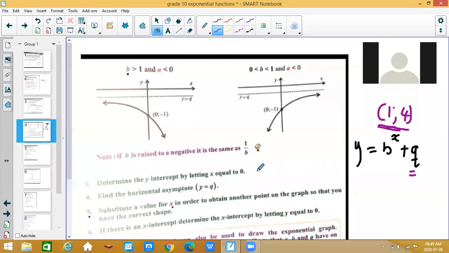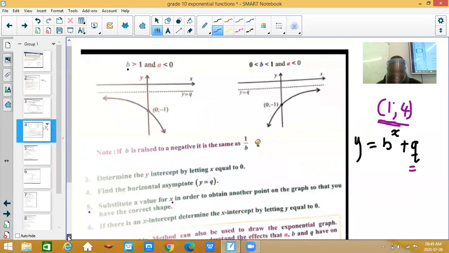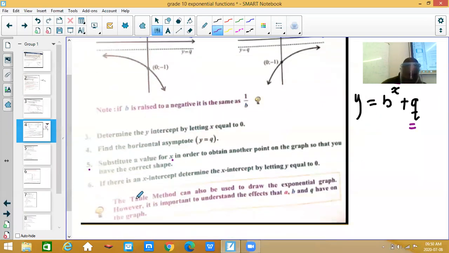Yes, sir. Okay. If there is an x-intercept, determine the x-intercept by letting y equal to 0. Remember, when you want to find the y-intercept, the x value will be 0. If you want to find the x-intercept, the y value will be 0. That is always the case.